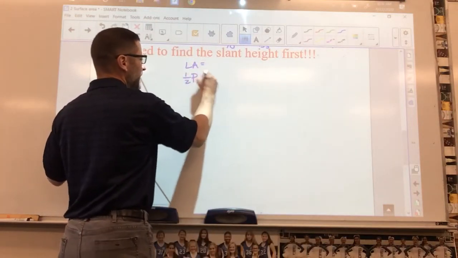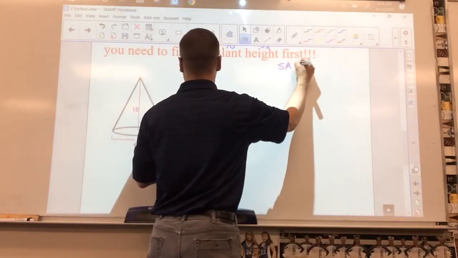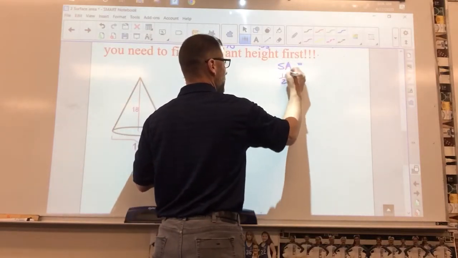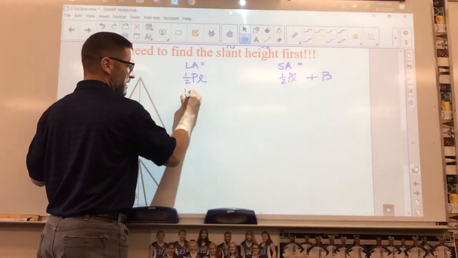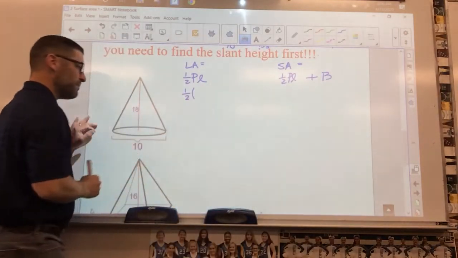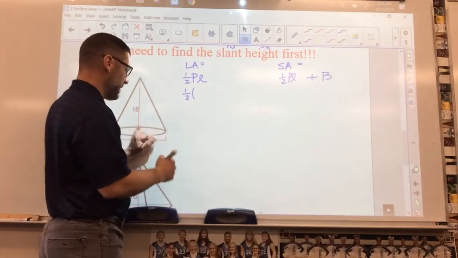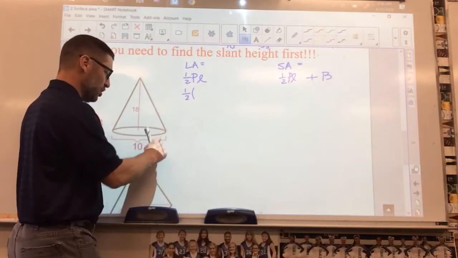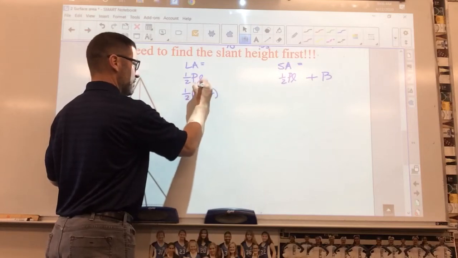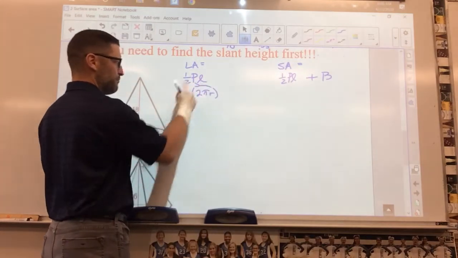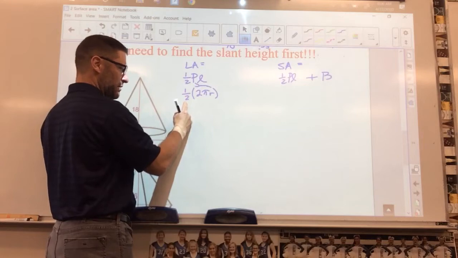Surface area is 1/2 PL plus big B. Lateral area is 1/2 PL. P stands for the perimeter of the base. It's a circle, so 2 pi r is the perimeter. That P is 2 pi r.